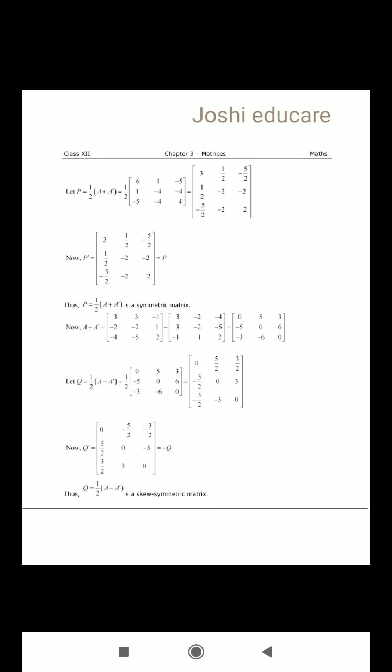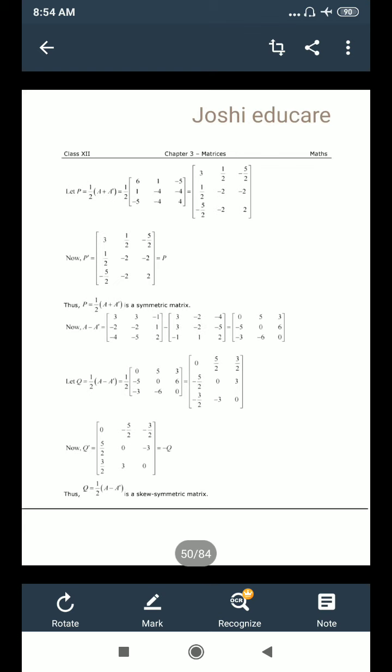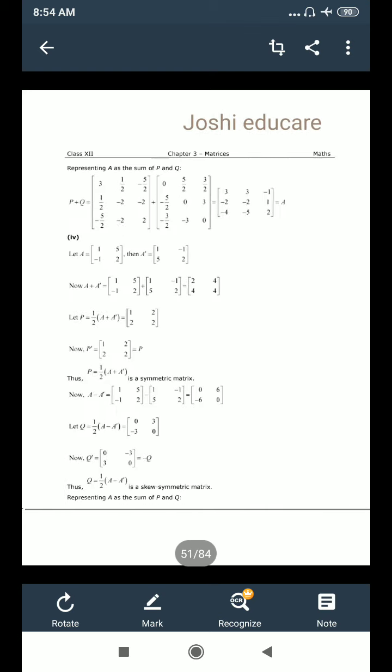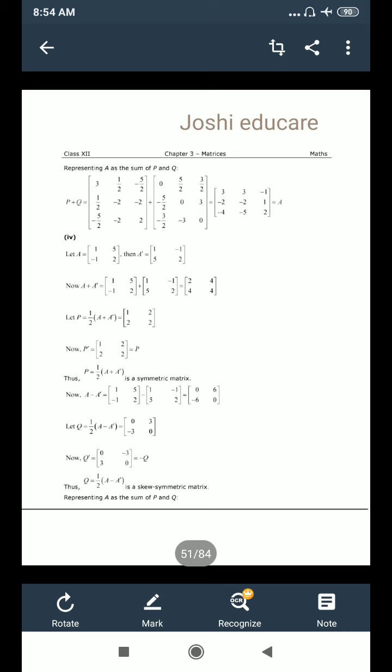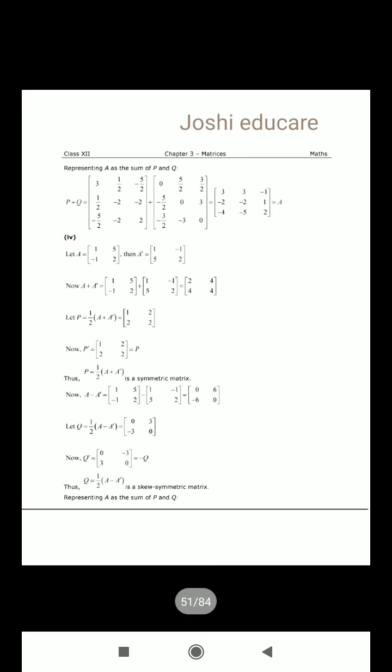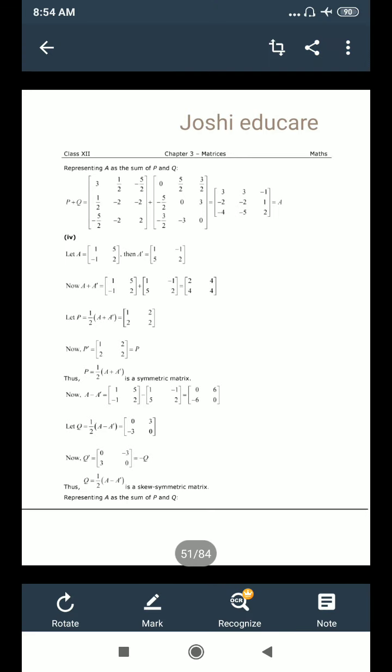You need not show it. If you want to show, it's okay. But if you are not showing, there's no problem, because it is a theorem that half of A plus A transpose is a symmetric matrix and half of A minus A transpose will be skew symmetric matrix. Add both these two, that will be equal to A only. So in similar way, you can do question number 4 also.